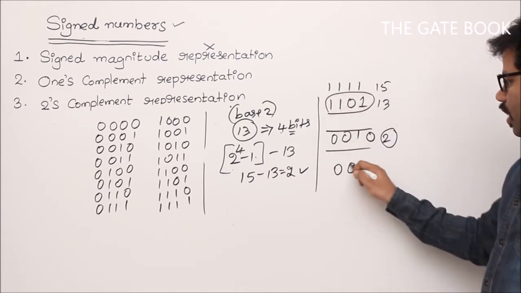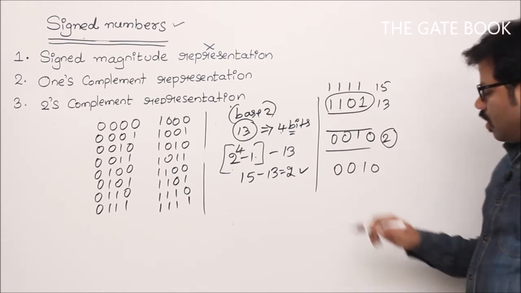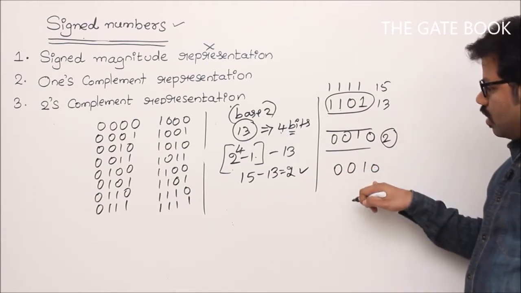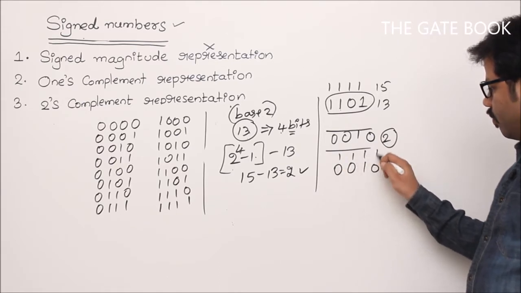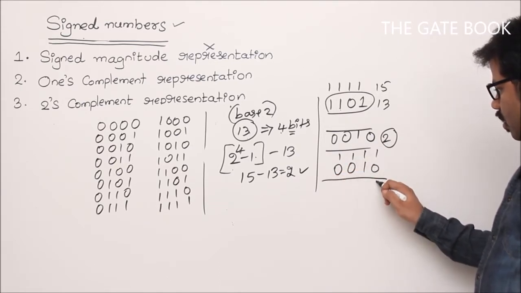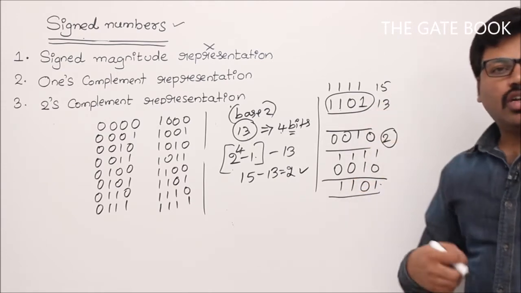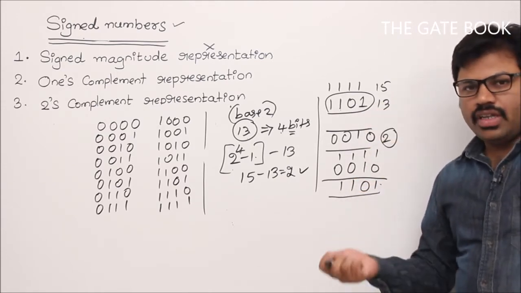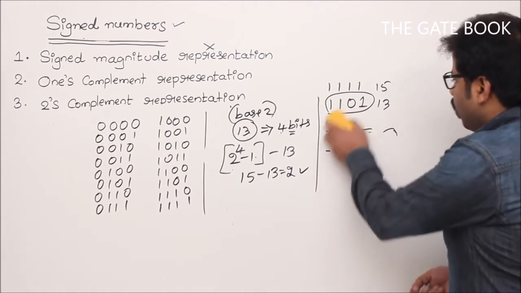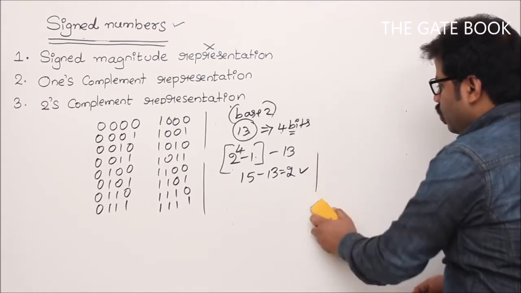Understand? The beauty of 0 0 1 0 is, if we try its ones complement again, we know that we have to subtract from all ones. 1 1 minus 1 0 gives 1 1. So you get it back, right? The ones complement of a ones complement is the number itself. So that is the property which we are going to use.